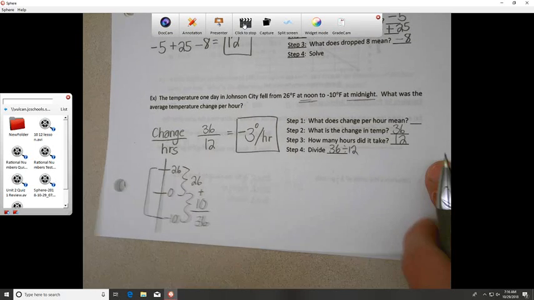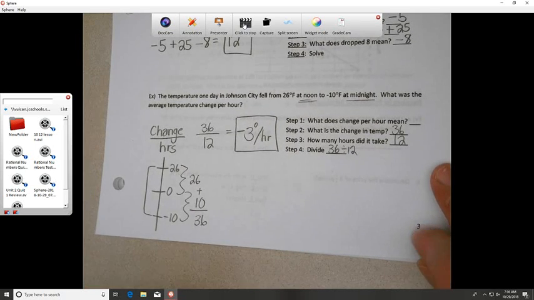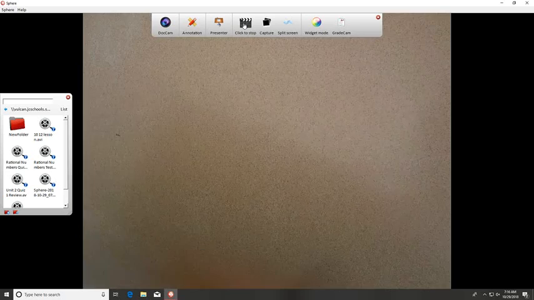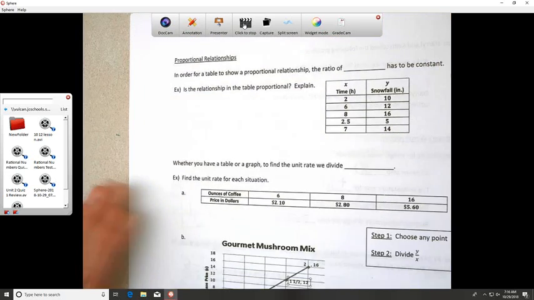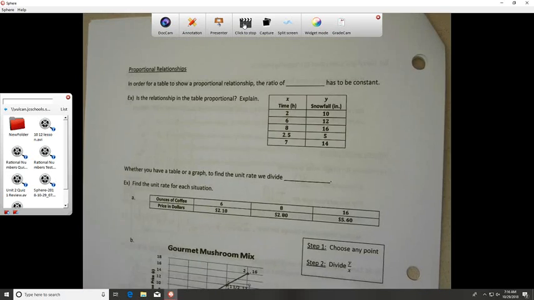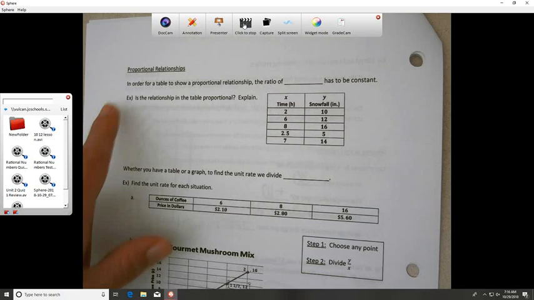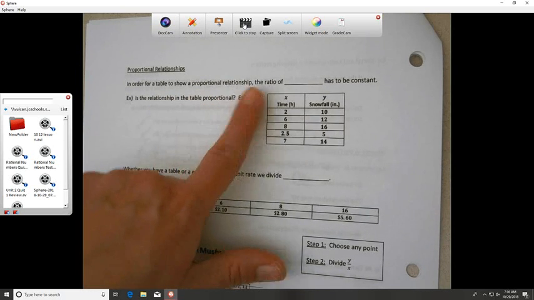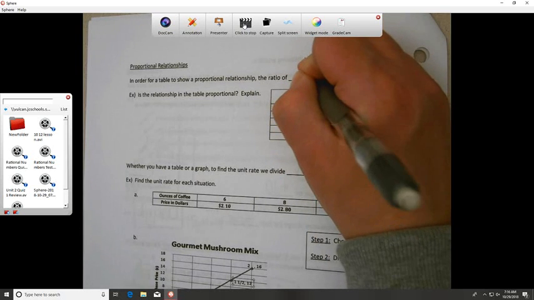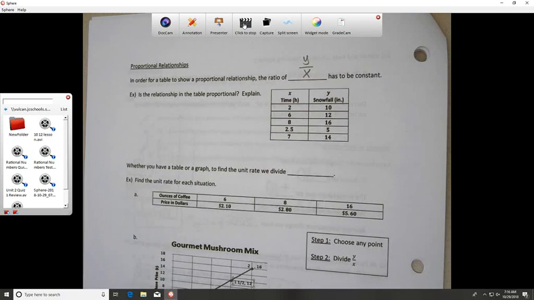All right, so that's everything for rational numbers. So now we'll just look at a couple proportional relationship questions. We did just review this stuff, so this should be very familiar. But the first one here is looking at a table and just asking, is that proportional? So in order for a table to show a proportional relationship, the ratio of y divided by x has to be constant. That's how we know it's proportional. It's a constant ratio. So it says, is this proportional?